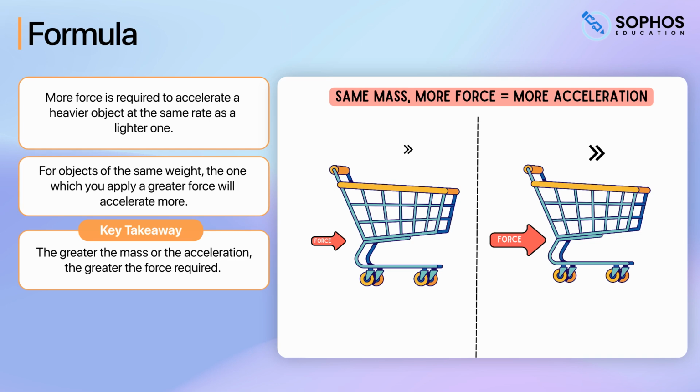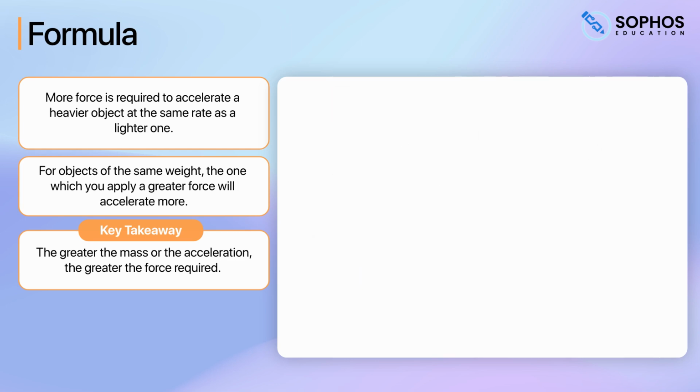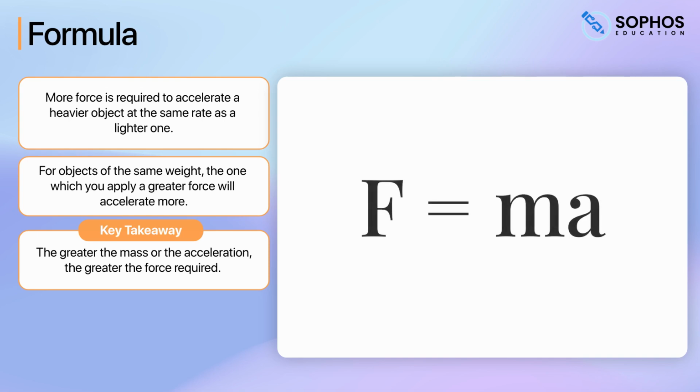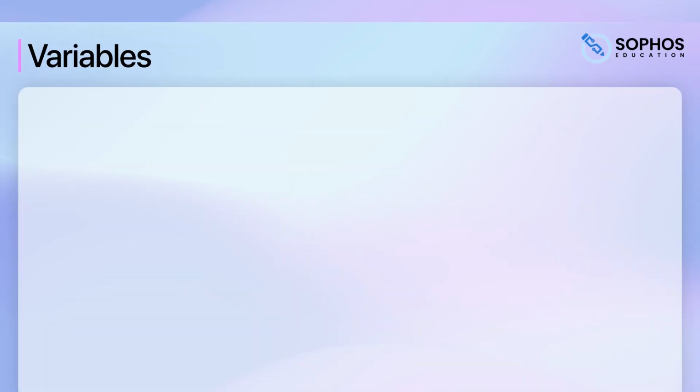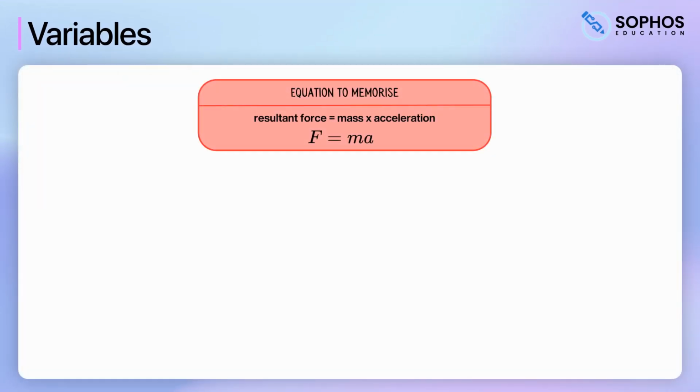Newton's second law of motion can be summed up with the equation force equals mass times acceleration. This formula aligns perfectly with our intuitive understanding. Let's break down each component, starting with force.